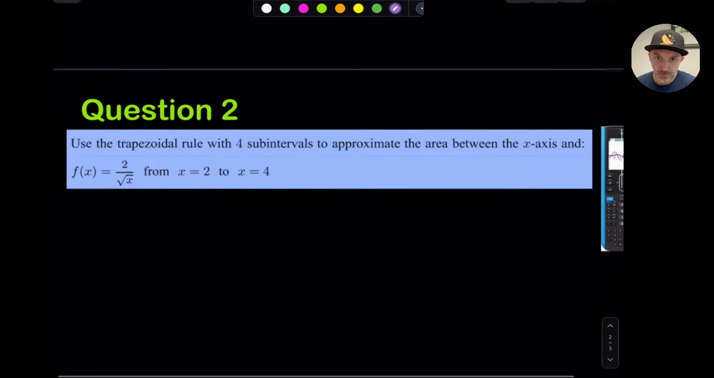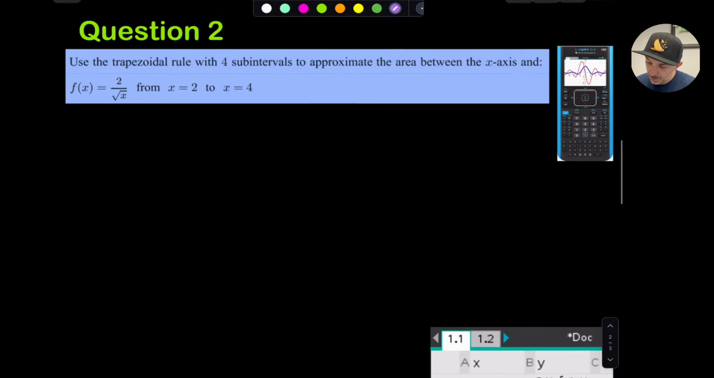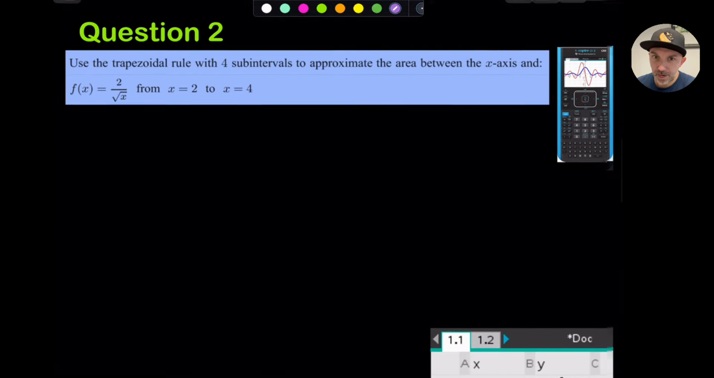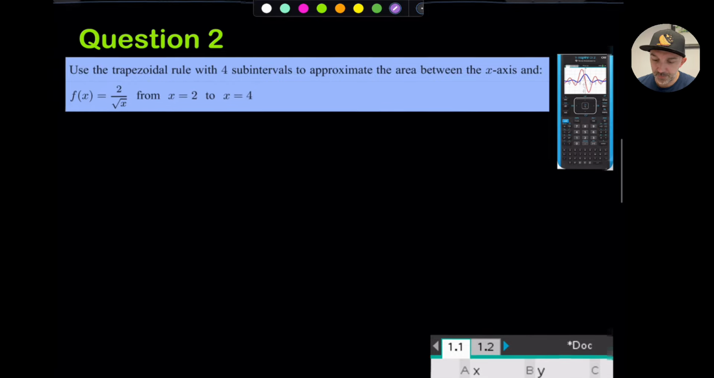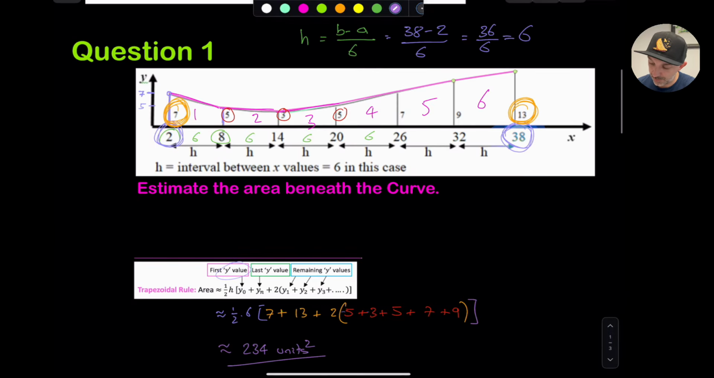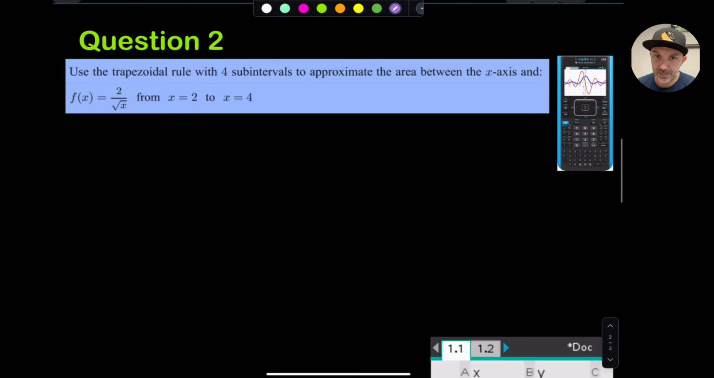Let's move on to example 2. In this example, we're going to use our calculator this time to generate all of the other values. In the last one, we were given a lot of the information. This one, we're given very little information. So let's go through this question. Use the trapezoidal rule with 4 subintervals to approximate the area between the x-axis and this function from x equals 2 to x equals 4.